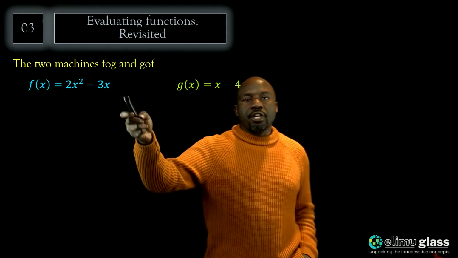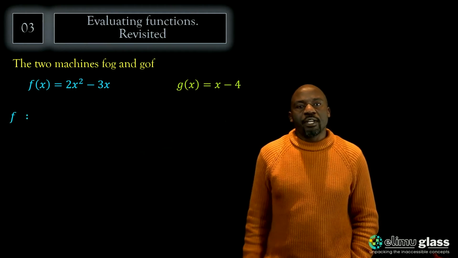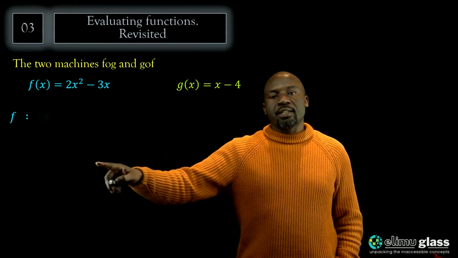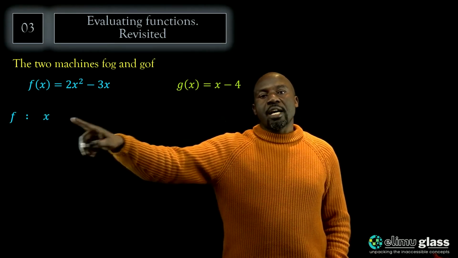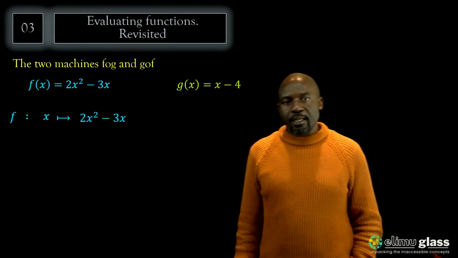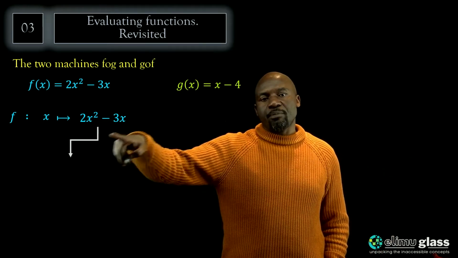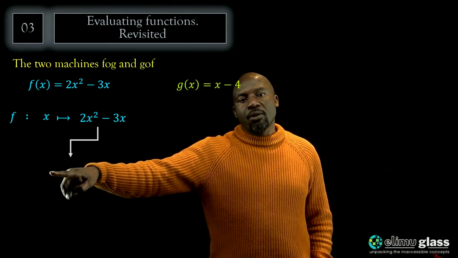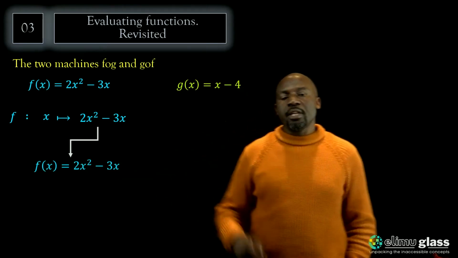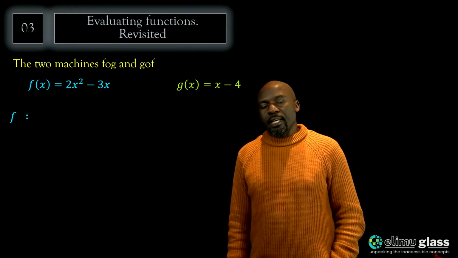So we have two machines. We had that machine there, and we had this machine here. And what did the first machine do? The first machine takes whatever value of x you give it and turns it into 2x squared minus 3x. Which means that the result, which is y, also called f of x, is going to be 2x squared minus 3x. Okay, let's see an example.